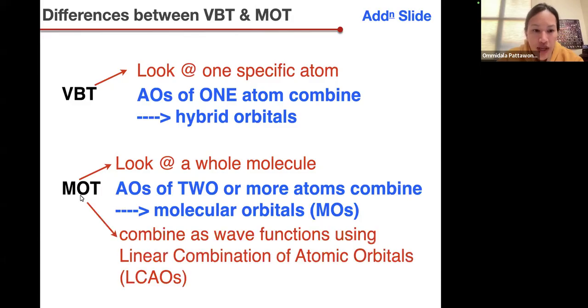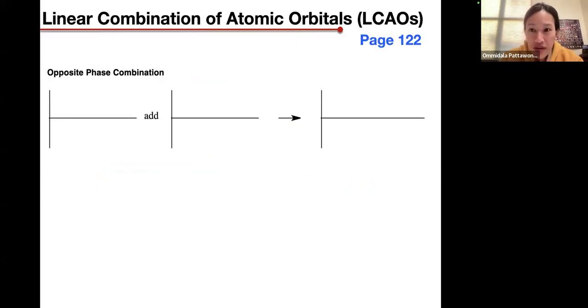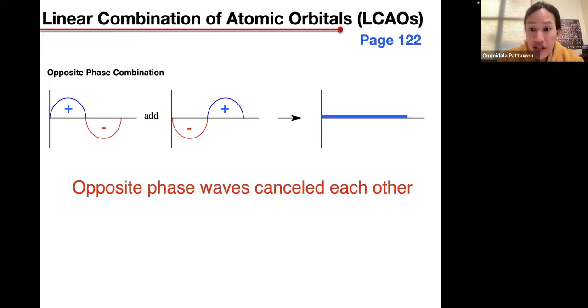The type of combination that we are going to use is the linear combination of the atomic orbitals using the wave function. We're going to treat the atomic orbital as a wave function in this case. What do I mean by that? The easiest way to explain this is that we treat all of these similar to how we treat waves. If you add two waves with opposite phase together, this positive adds to this negative and they cancel each other out. This negative adds to this positive, and they cancel each other out. So you end up with no amplitude.